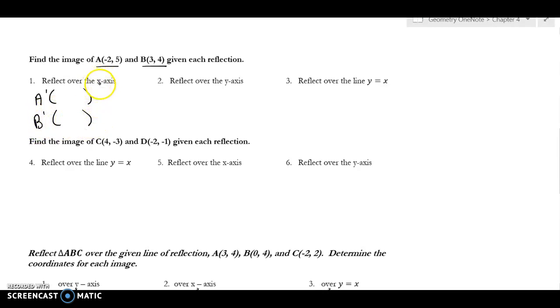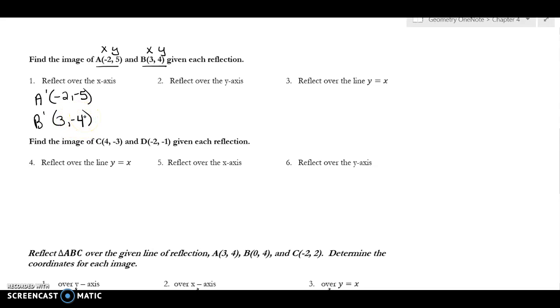So if I reflect over the x, I'm supposed to change the y. So remember, this is x, this is y, x, y. So I'm going to change the y, and so I'm going to have -2, -5, and 3, -4.